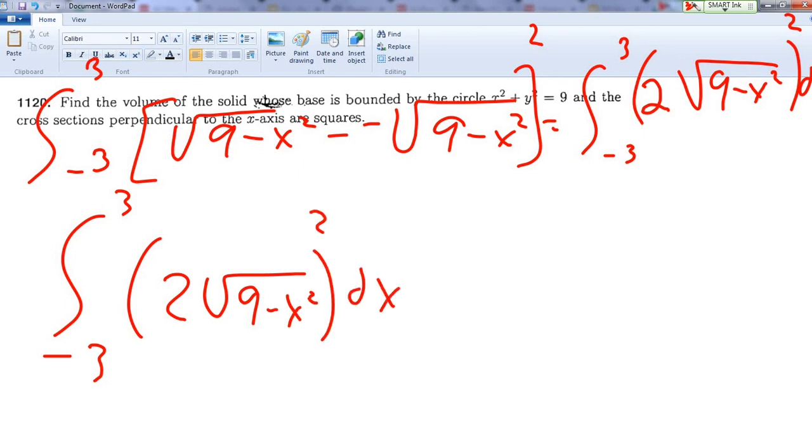So can I integrate this? If that's my u, my u prime would be negative 2x. Do I have any x's outside? I can't integrate that, so then I have to fall back and do what? Algebra. Distribute. Rewrite this thing so you can.